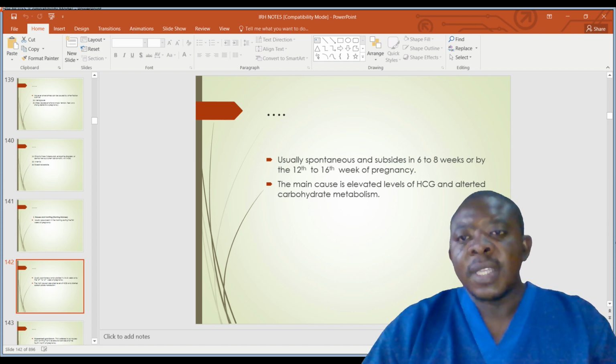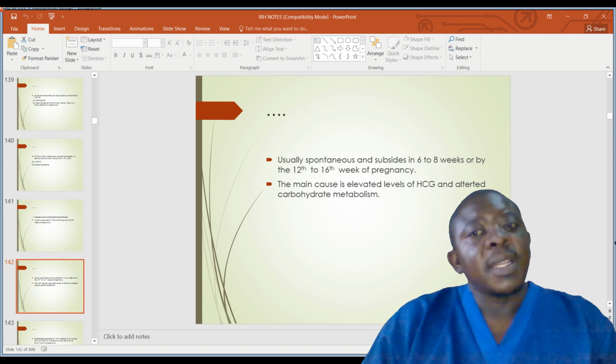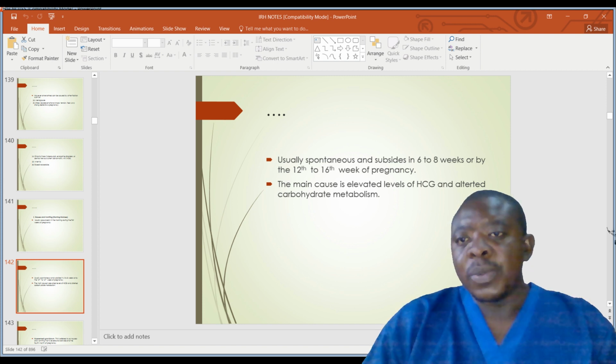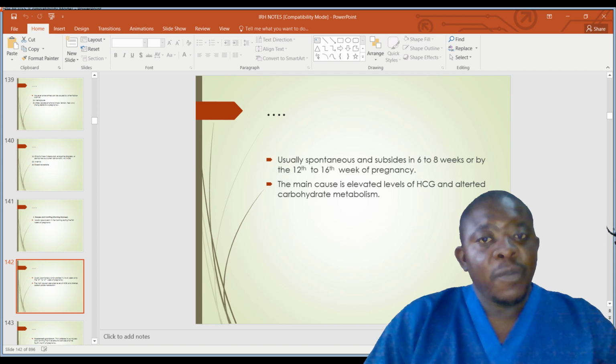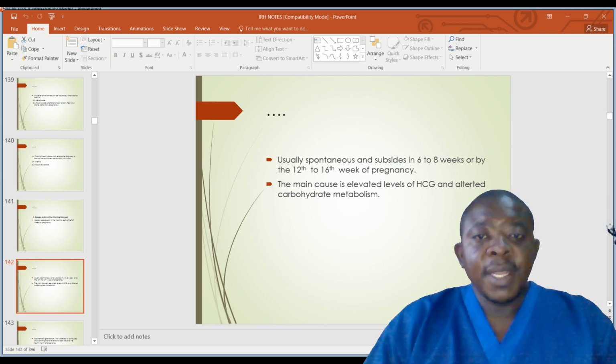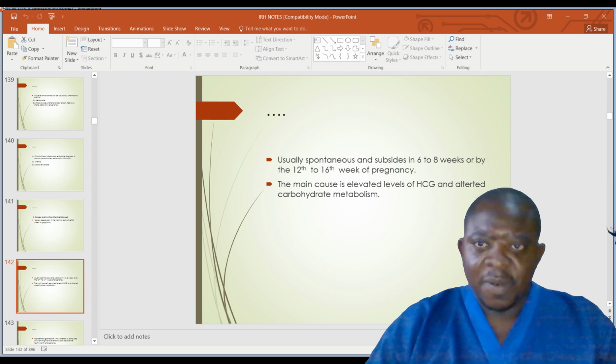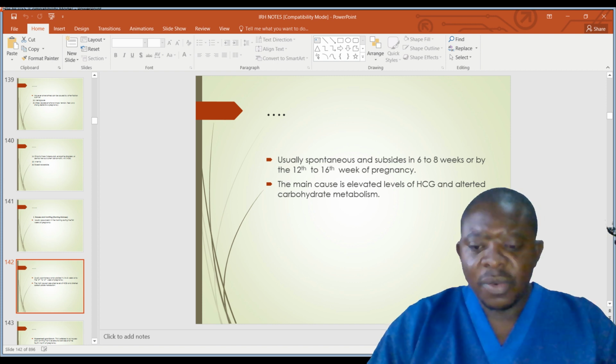Suffice to say that it is seen in the first 2 to 3 months of pregnancy. If it is seen after that, then the condition might be termed differently. So it is spontaneous and subsides in 6 to 8 weeks, or by the 12th to 16th week of pregnancy. That is when we see morning sickness. The main cause is elevated levels of human chorionic gonadotrophin and altered carbohydrate metabolism.